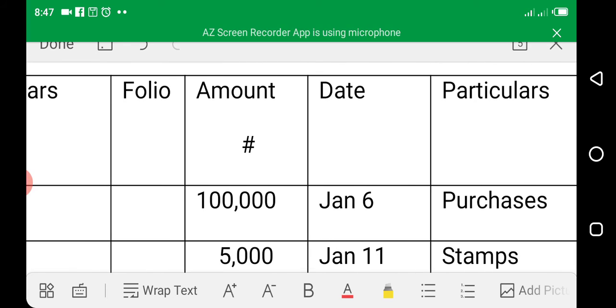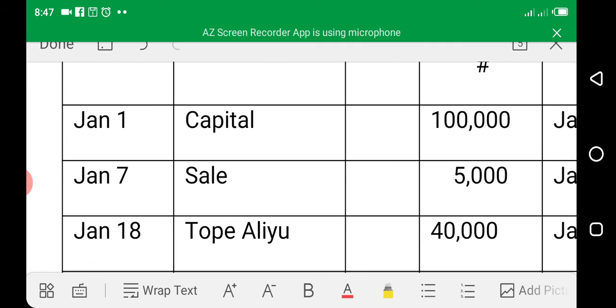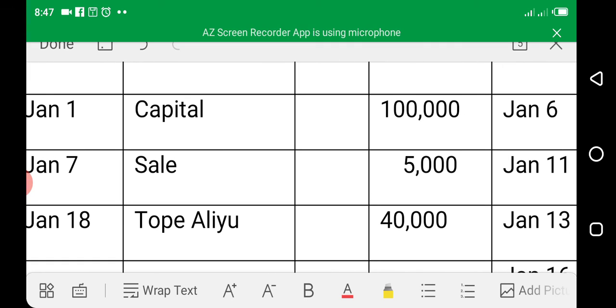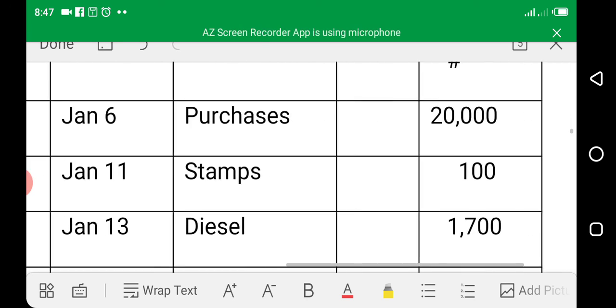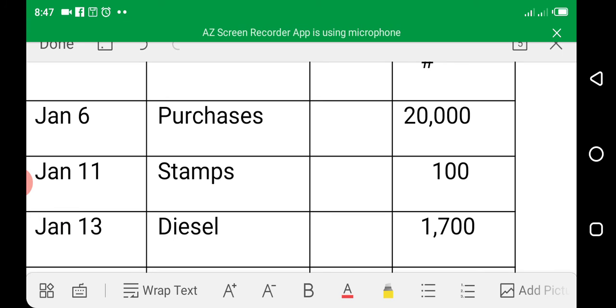So as you can see, on January 1, he started business with 100,000 naira, and that is capital, as I've said earlier, capital, 100,000. Then on January 6, take the dates after each other. January 6, purchases of 20,000 naira was made.